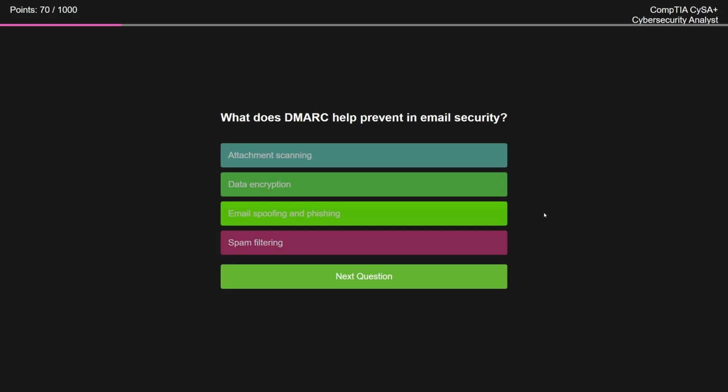The main thing it's trying to provide is whether this email is legit, because a lot of people can fake emails and it looks like it's coming from the real deal. It says the same name as the other person and everything. But if DMARC isn't saying it's the same person, it's not the same person, right? So that's why email spoofing and phishing is right.